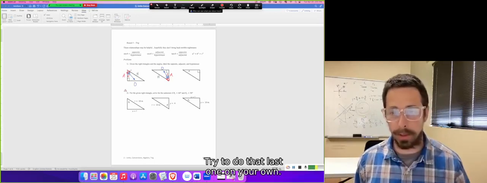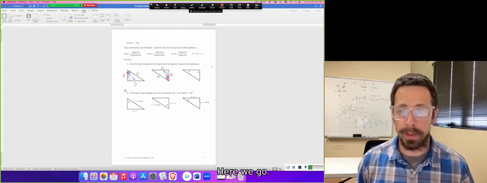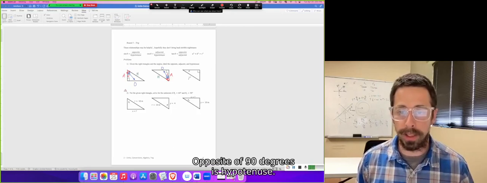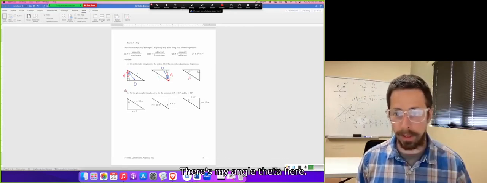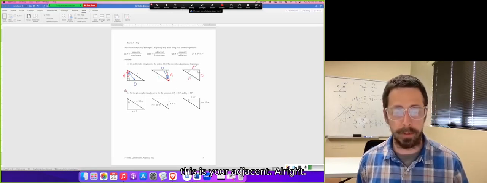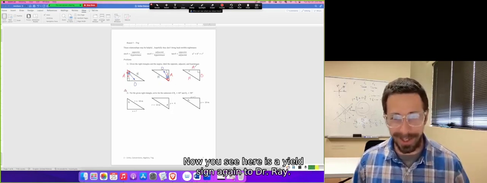Try to do that last one on your own. Give it a pause, give it a try. And here we go. Opposite of 90 degrees is hypotenuse. There's my angle theta here. This is your opposite. This is your adjacent. Well done.